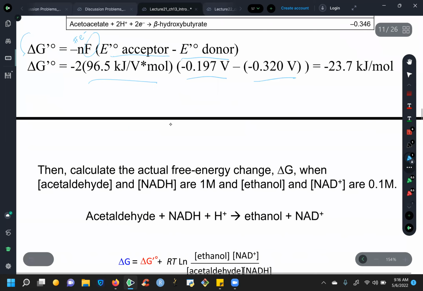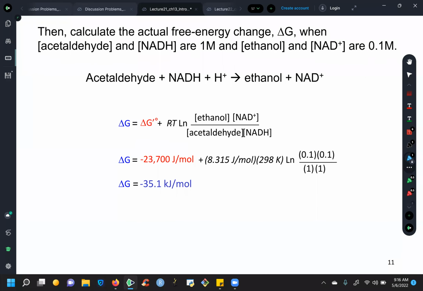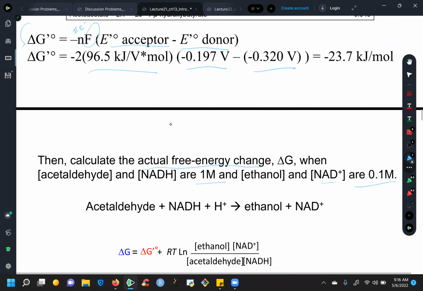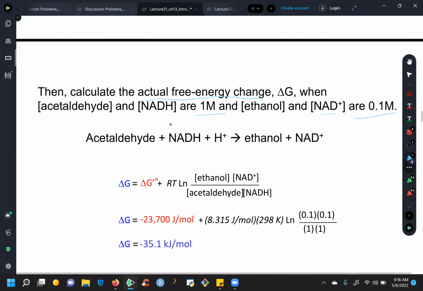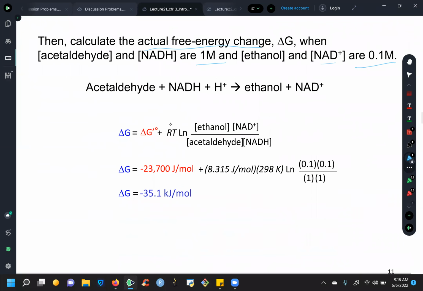It's not too bad. So then you calculate the actual free energy change when acetaldehyde and NADH are 1 molar and ethanol and NAD plus are 0.1 molar. Remember, anything standard means that all of the reagents are at concentrations of 1 molar, but in reality you can have other concentrations, because we do have other concentrations in the body. That's why the NAD plus concentration is 0.1 molar.